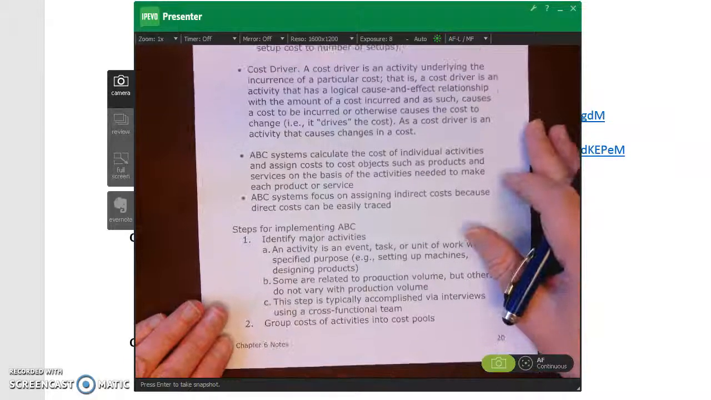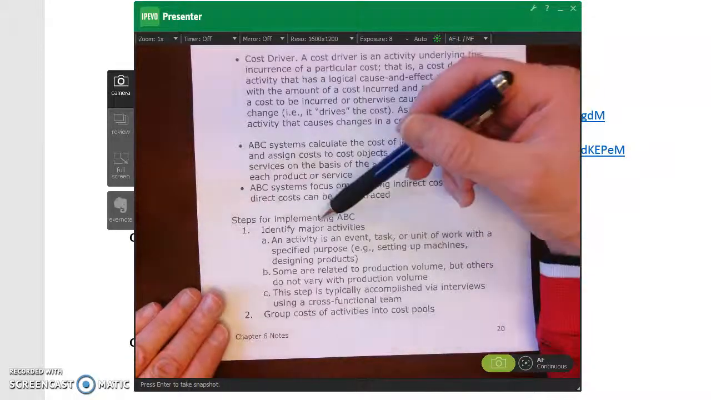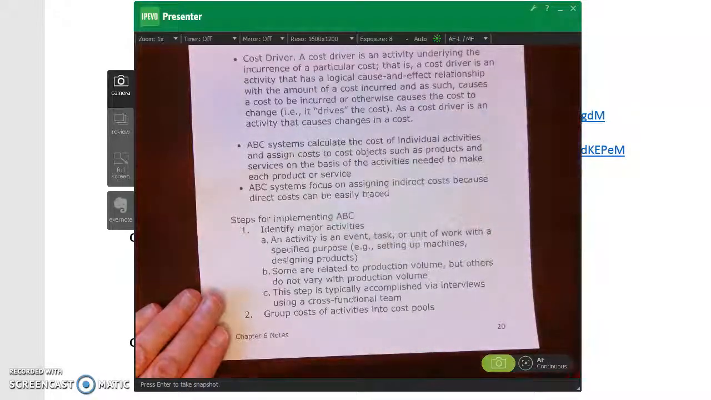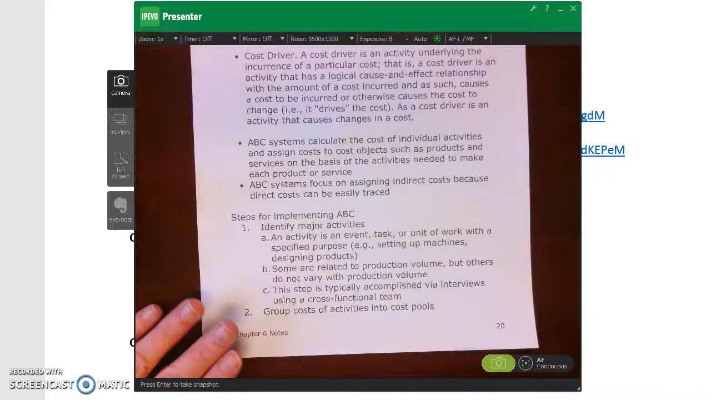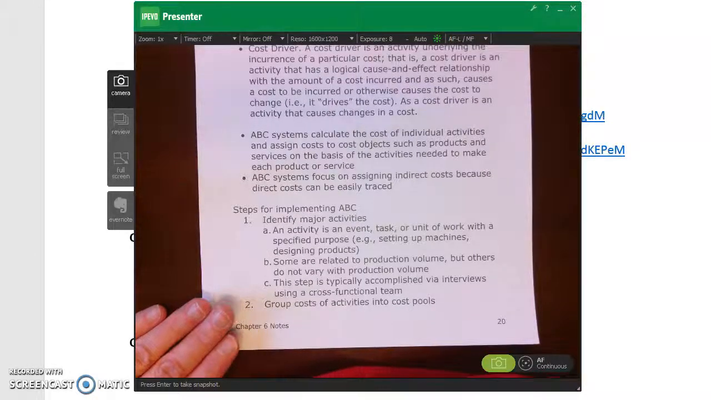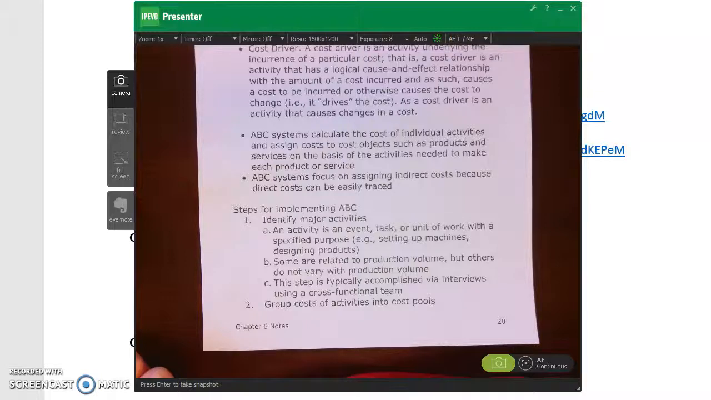All right? So when we look over here about some steps for implementing ABC, often think about the Bobs from Office Space. Have you ever seen that movie? And one of the things is they bring in the consultants, the Bobs, and the Bobs meet with the tech workers, and they're saying, what do you do here? What are the things that you do? And what they're trying to do is identify major activities in that corporation in order to save on costs. Right? That's what they're trying to do in the movie.